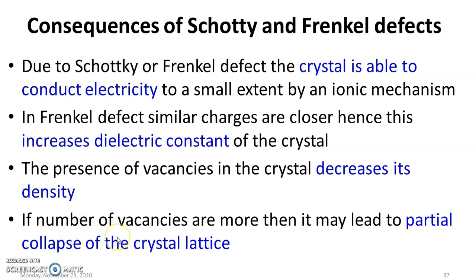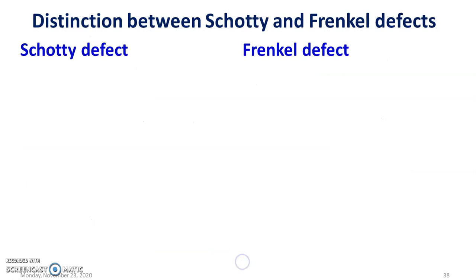If the number of vacancies is more, it may lead to partial collapse of the crystal lattice. Greater the number of vacancies, lesser is the stability of the crystal. The crystal may collapse after a large number of vacancies due to Schottky defect. And the last point is the distinction between Schottky and Frenkel defect.